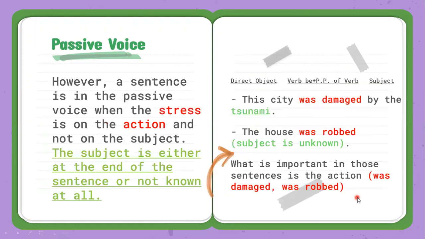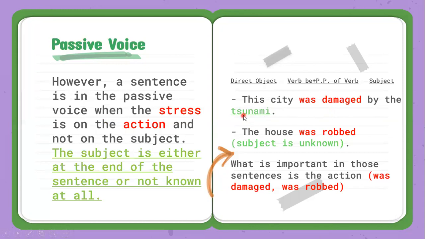Now the passive voice, however, a sentence is in the passive voice when the stress or focus is not on the subject, but on the action that's being done, okay? So the subject wouldn't be written at the beginning of the sentence anymore. It would be either at the end or sometimes it's not necessary, so it would be unknown, not known at all. So when the subject is not present or it's present, but it's written at the end of the sentence as here, the city was damaged by the tsunami.